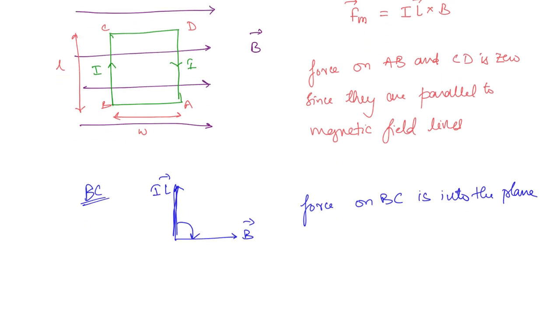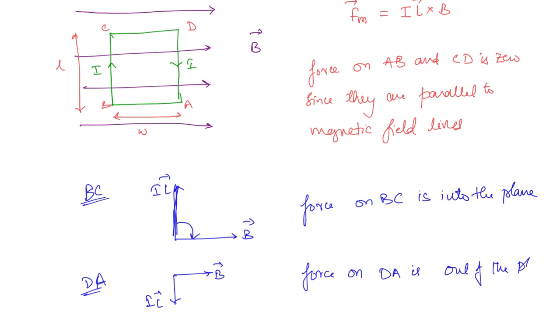If you consider DA, what is the vector here? I L bar is in this direction, B bar is in this direction. So here the force will be out of the plane. Force on DA is out of the plane. You can see that in the expression I L bar cross B bar, I L bar is the same and B bar is the same. So the magnitude of force on both BC and DA is the same, only the direction is opposite.